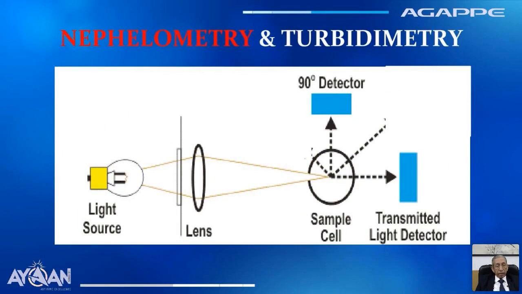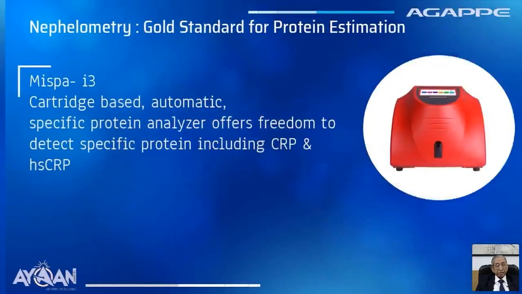in the same instrument, and this is the result that you can see: light is passing through, the transmitted light is detected as well as the refracted light. Because of that, the cost of the instrument is reduced very much. Instead of 40 lakhs, 1 or 2 lakhs will be sufficient. And that is the result.